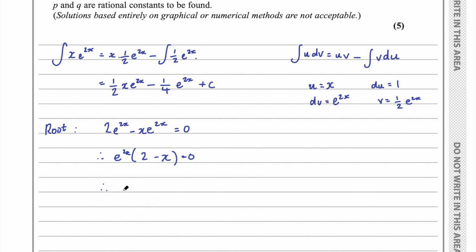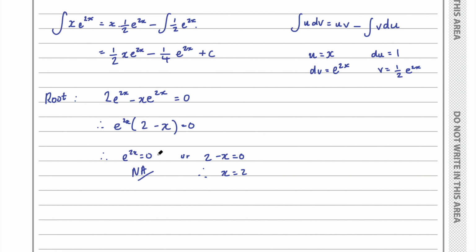So therefore e to the 2x equals 0, or 2 take x equals 0, therefore x equals 2. 2 take 2 is 0. For this one, it won't have any real solutions, and anyways, we don't need to really worry about it. E to the power of anything can't be 0. So we have the root x equals 2. So we can say the area is from x equals 0 to x equals 2.